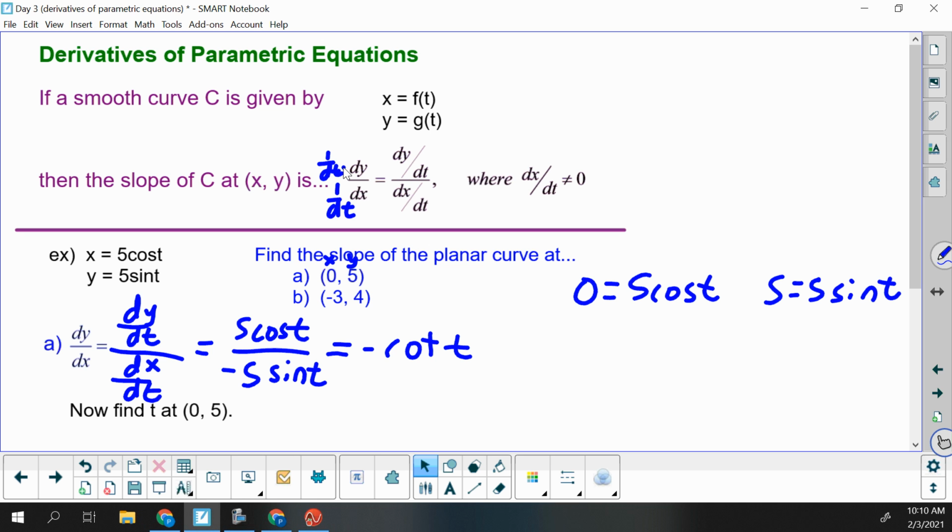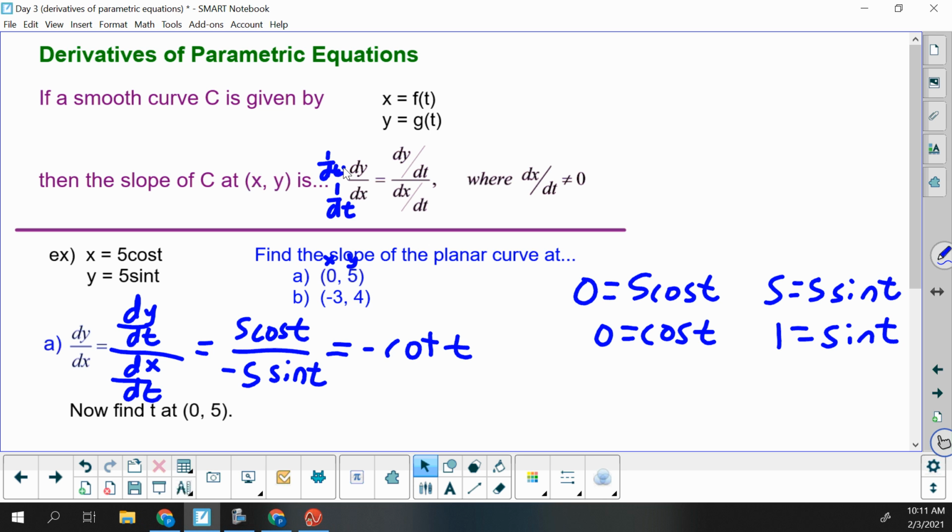Now, what I mean by a common solution is some of these might have multiple solutions. Say, like a trig function by our ASTC could be in multiple quadrants. Or sometimes you'll have a square root that could have a plus and minus. So you solve both of them and find where the common solution would be. So if we divide the 5 over, we get 0 is cos t. If we divide the 5 over here, we have 1 is sine t.